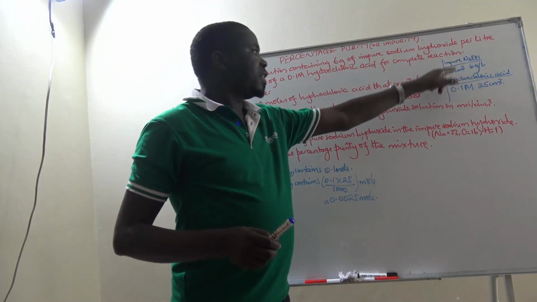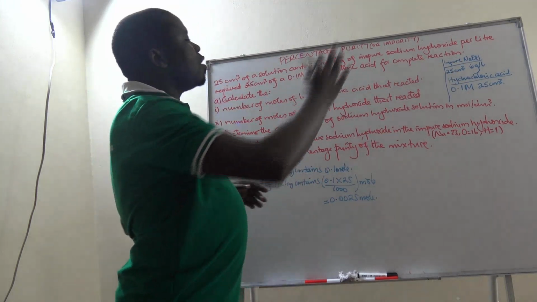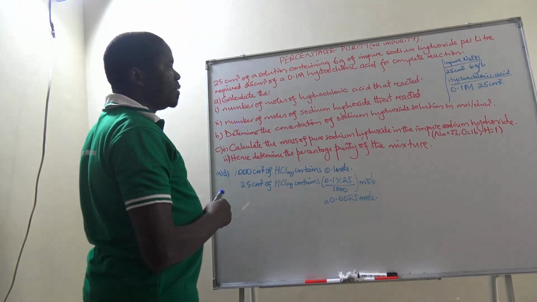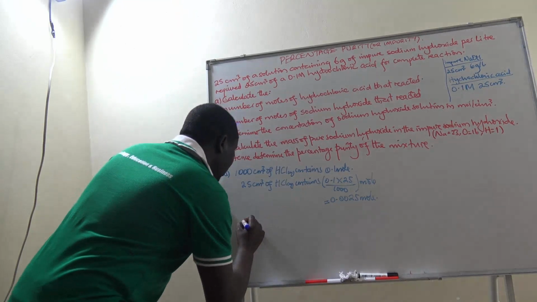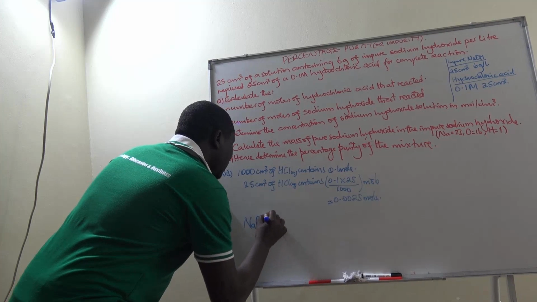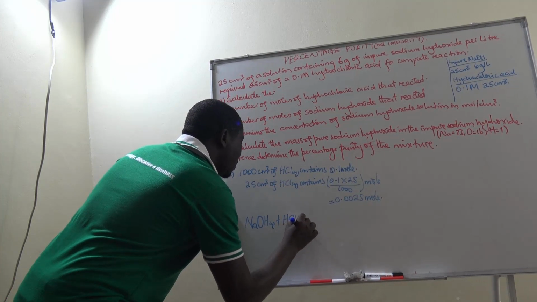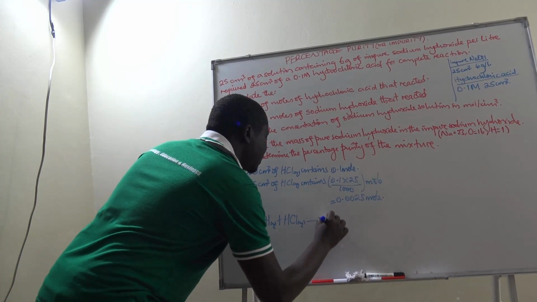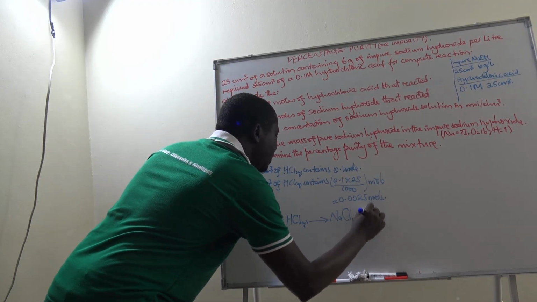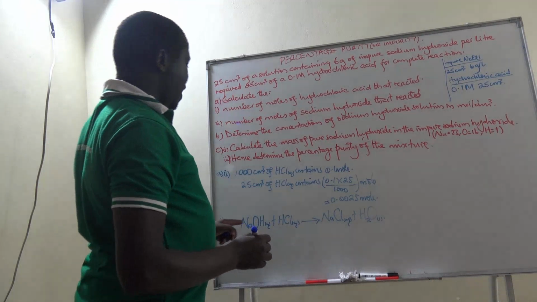We need to write the equation for the reaction between sodium hydroxide and hydrochloric acid. We write the equation and then we look at the mole ratio. So from the mole ratio we can get the number of moles of sodium hydroxide that reacted. So let's write the equation for the reaction. We are having sodium hydroxide solution reacting with hydrochloric acid, which gives us sodium chloride as well as water. Then we can balance the equation.